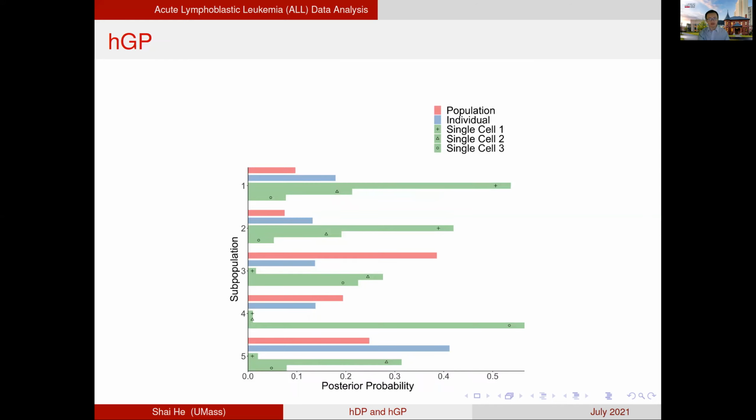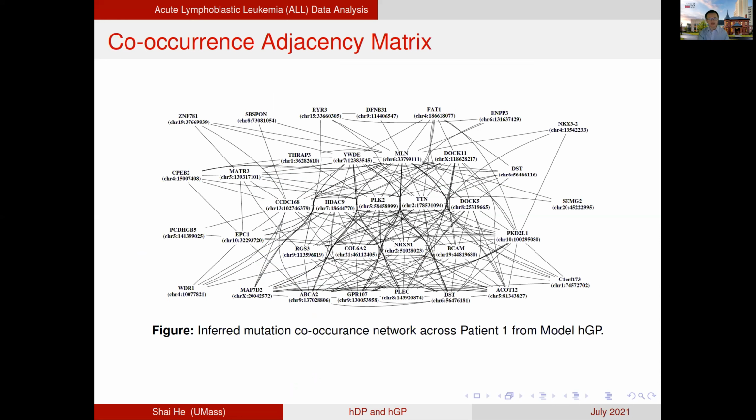Using HGP, we can also construct a co-occurrence matrix to estimate which gene mutations will happen together. The graph shows the results for patient 1. One of the highly connected genes, TTN, has recently been reported as the most frequently mutated gene in a pan-cancer cohort, and it is associated with increased tumor mutation burden. While these co-occurrence inferences are speculative, they may lead to more validation experiments.